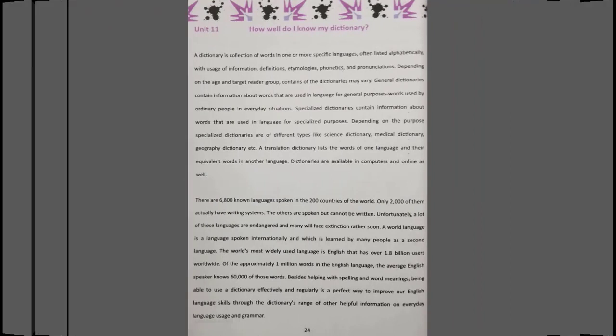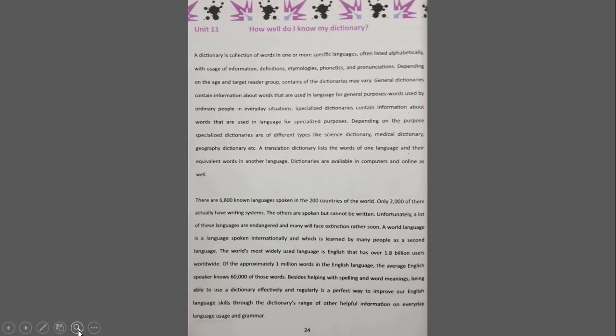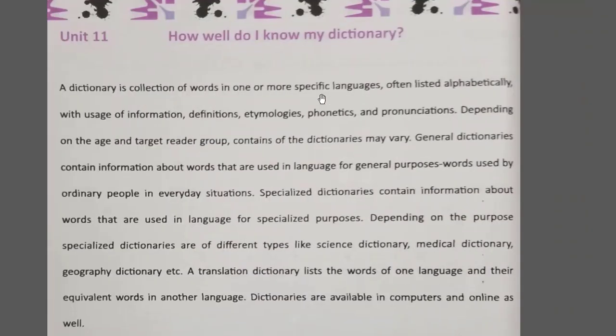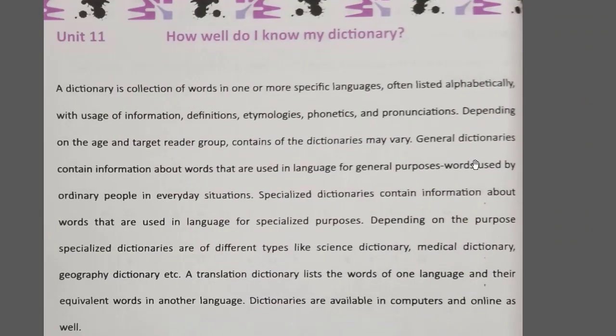If we go back to the previous page, look at the third line. Look at this sentence: Depending on the age and target reader group, contents of the dictionaries may vary. Over here, contents of the dictionary means the things, or the items of the dictionary. It may vary. By the way, vary means of different sort, it may differ. So you can underline these two words as well.